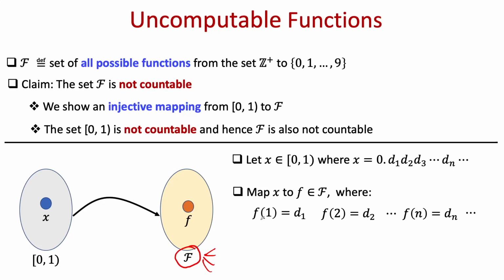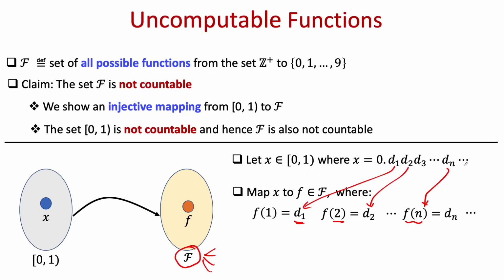The corresponding function f, which is the mapping of this element x, is as follows. The function f at input 1 will take the value d1. The function f at input 2 will take the value d2, and like that the function f at input n will take the value dn, and so on. So what basically I am doing here is that I am focusing on the function which gives you the nth digit in the decimal representation of your real number x, right? That's the function f here. Okay, and since I am assuming that I have an infinite number of digits in the decimal representation of x, this function will take values at input 1, 2, n up to infinity.